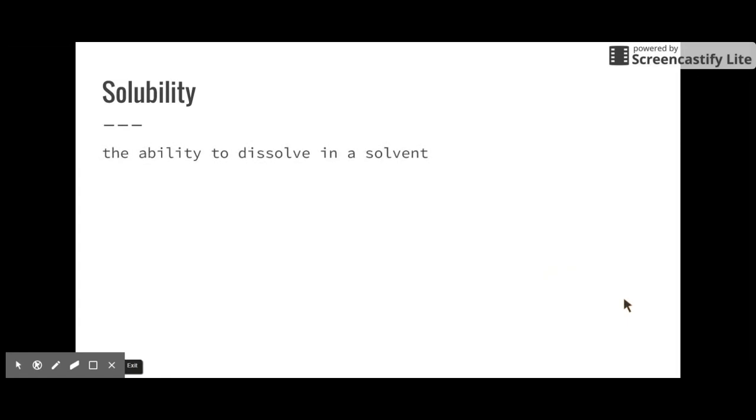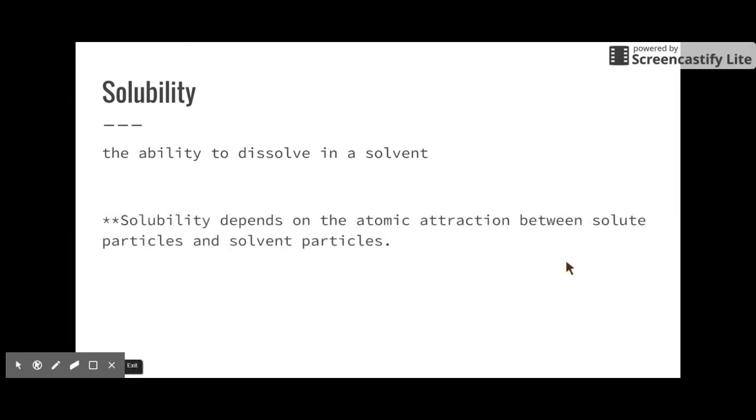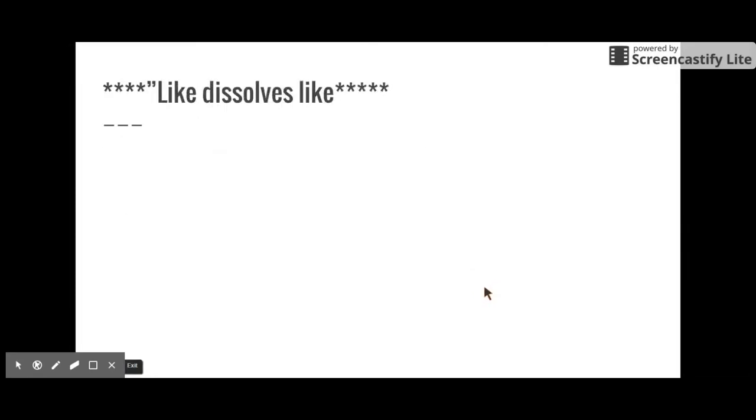So solubility. Solubility is the ability to dissolve in a solvent. It's literally how well can something dissolve in something. That's solubility. So solubility depends on the atomic attraction between solute particles and solvent particles. Remember, solute is the actual substance you put in the solvent to be dissolved. And so the atomic attraction between those particles determines how soluble something is, or its ability to dissolve.